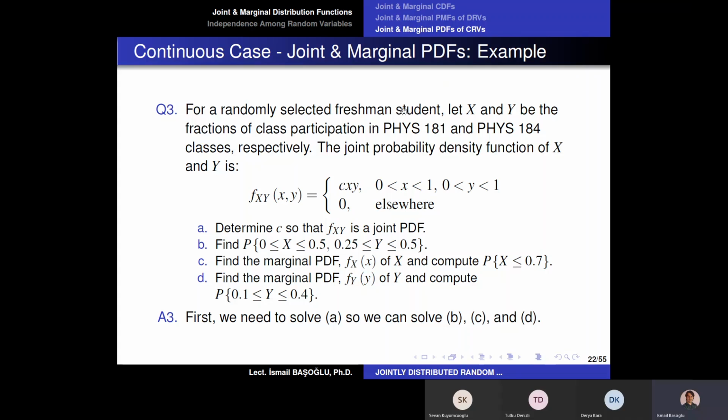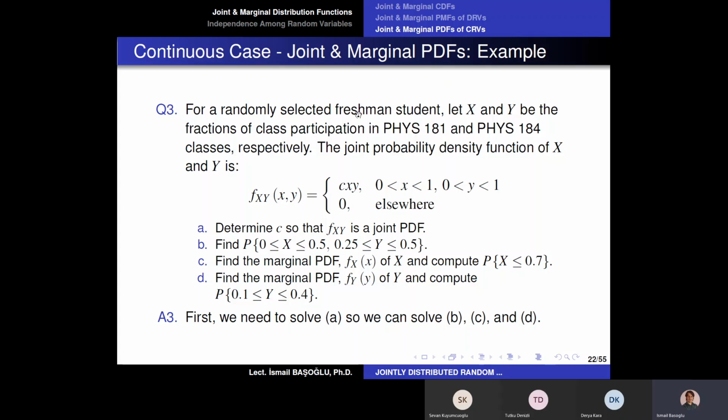For a randomly selected freshman student, so what is a freshman student? It means a first-year student. In a college, it's a first-year student. Let X and Y be the fractions of class participation in Physics 181 and Physics 184 classes. These codes are the codes in multiple universities, my friends. So you can imagine the same question for your own university in Özyeğin. Okay, so this is your first physics class, and this is the second physics class, which you take in the first semester and the second semester.